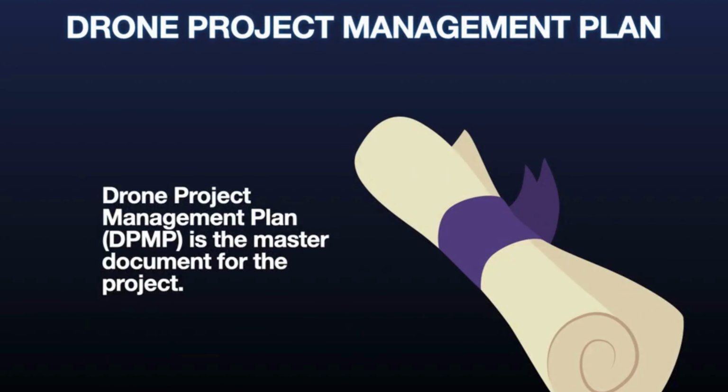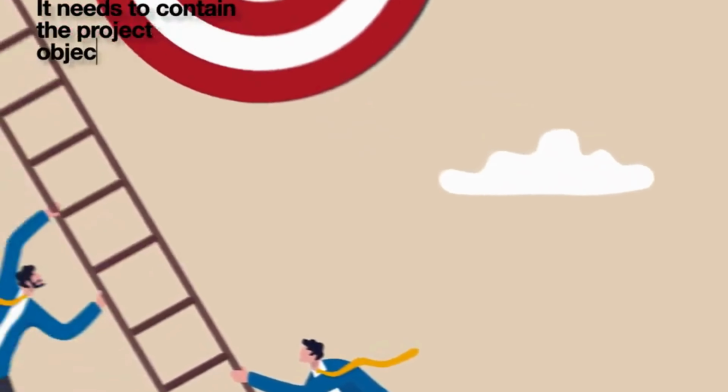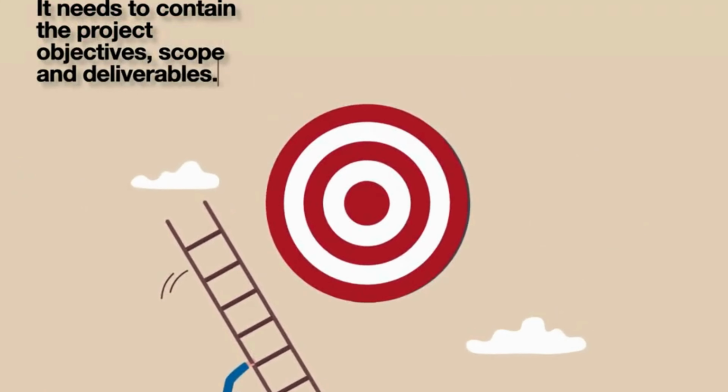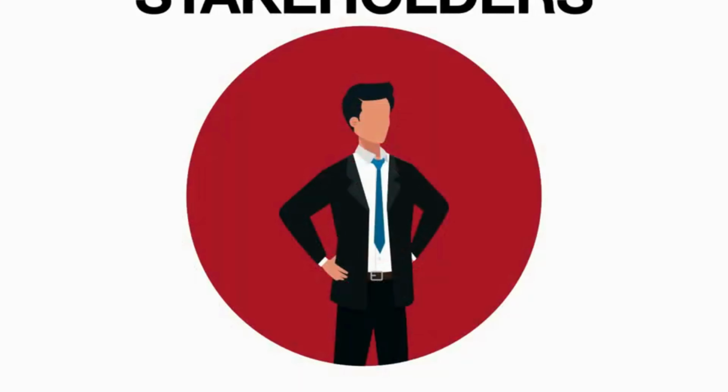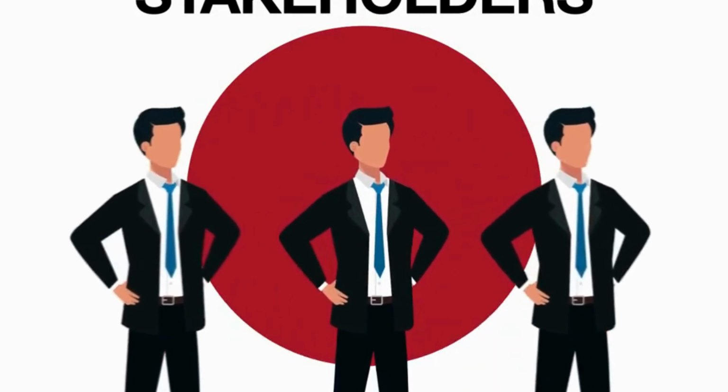The drone project management plan, also known as the DPMP, is the master document for the project. It needs to contain the project objectives, scope, and deliverables. It needs to identify stakeholders, both internal and external, and their importance based on different phases of the project.